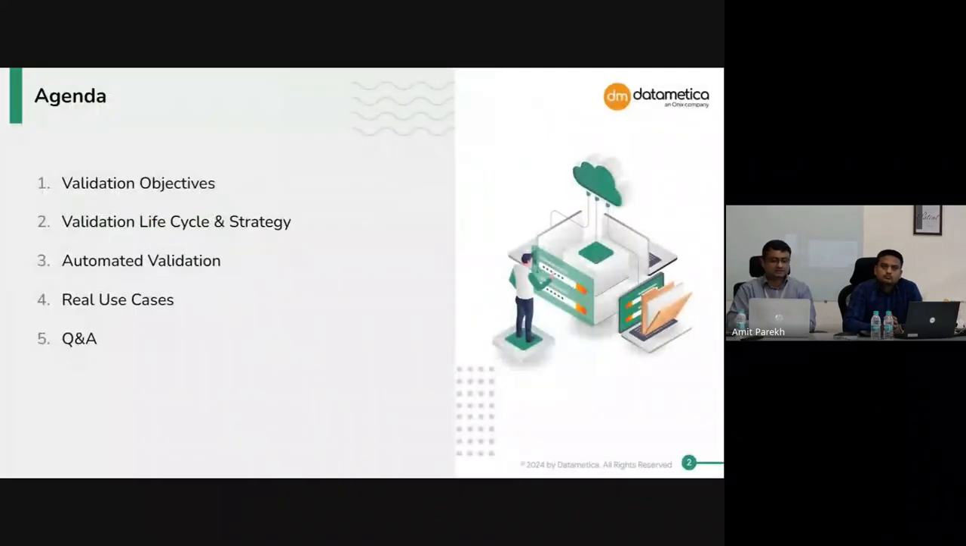So let's start this off. The agenda for today is to look at what are the objectives of a validation, right? Why do you do validations? We'll look at the life cycle and the strategy. Where does validation fit in the data migration or modernization life cycle? From manual to automation, let's look at what's the automation strategy around validation. We have one use case from one of our recent customers that we'd like to get into. And finally, we'll have about 10-15 minutes set aside for Q&A, right?